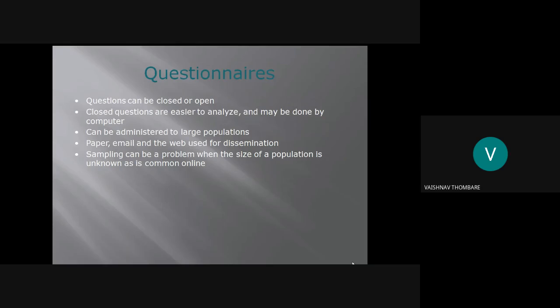Questionnaires. Questions can be closed or open. Closed questions are easier to analyze and may be done by computer. They can be administered to a large population. Paper, email, and the web are used for dissemination. Sampling can be a problem when the size of the population is unknown, as is common online.